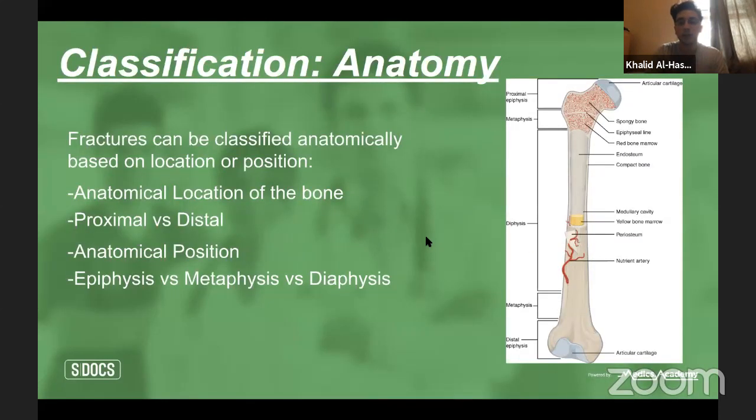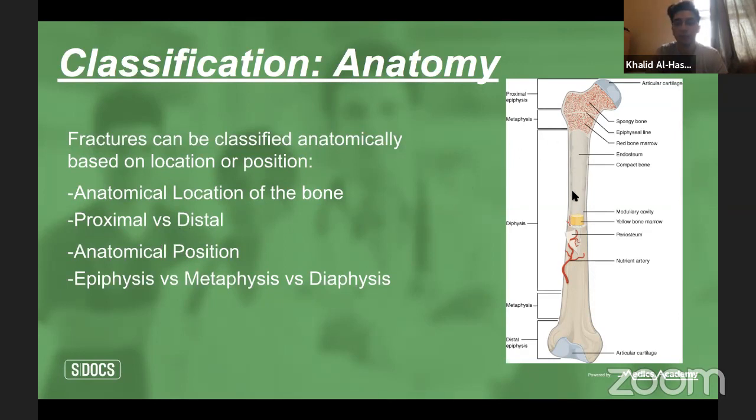So we understand with every bone, generally the way that we refer, if we start looking at the anatomical model with a man with palms facing forward, is that we have proximal and distal. Proximal generally means closer towards the body, and as we move further away from the body, for example, down the arm or down the leg, we would refer to it as distal. So fractures can be classified anatomically based on location or position. If we were to take a look at anatomical location of the bone, we would say proximal versus distal.